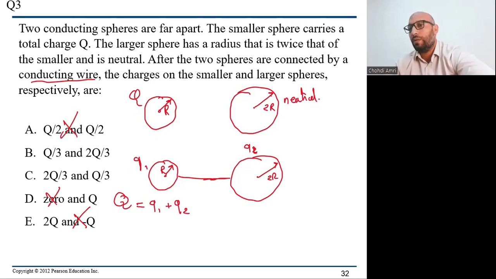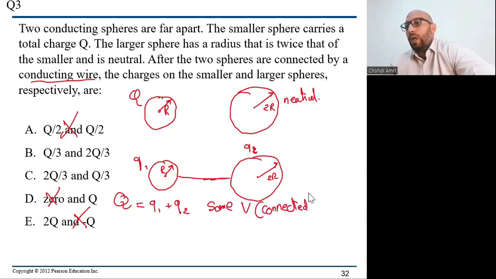Without going through the calculation, we can estimate. Okay, let's continue. We can say that this capital Q is Q1 plus Q2. Good. And we have the same V, because they are connected with a conducting wire. So V1 equals V2. And V1 is K Q1 over R1, and V2 is K Q2 over R2.